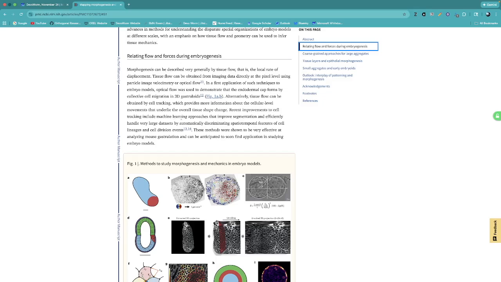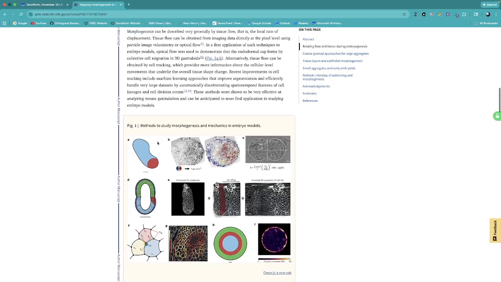Recent improvements of cell tracking include machine learning approaches that improve segmentation and efficiently handle very large data sets by automatically discriminating spatiotemporal features of cell lineages and cell division events. So this is where we have the spatiotemporal aspect of cell lineages and division events. We know kind of when cells are dividing, what lineage or sublineage they're in, and how that affects where they're located in the embryo. And then that gives us some idea of the precursors of shape. These methods were shown to be very effective at analyzing mouse gastrulation and can be anticipated to soon find application in studying embryo models.